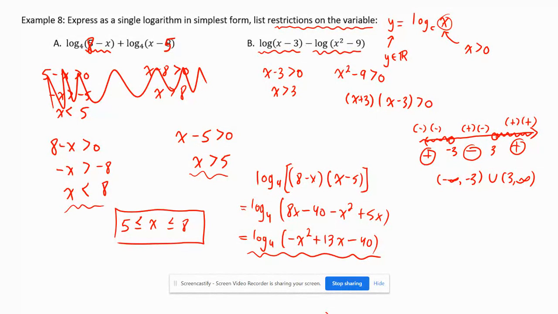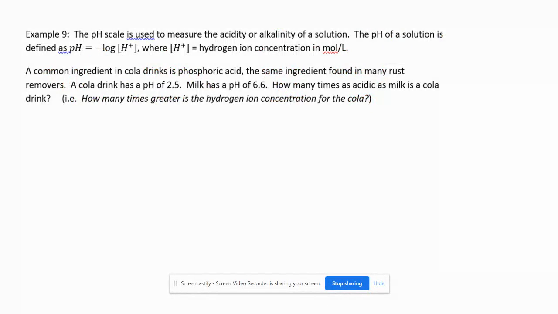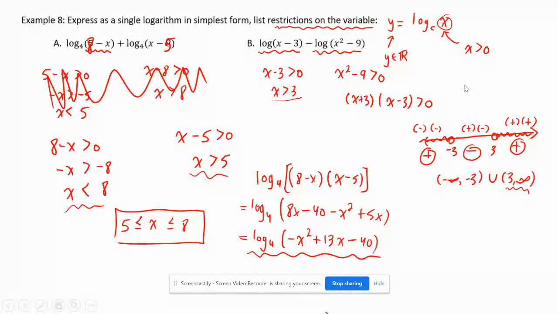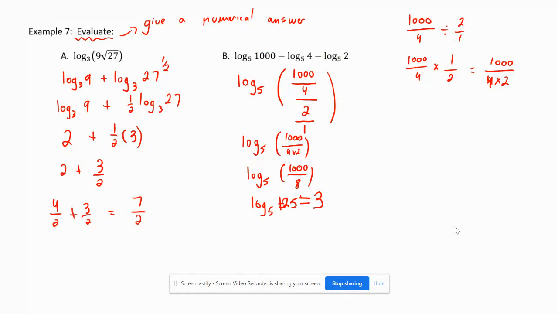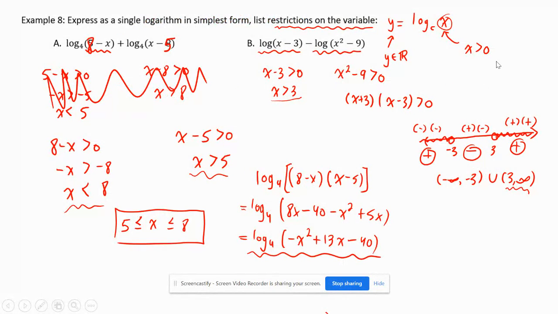Now the thing is, guys, the conditions have to satisfy both of our original logarithms. So if I look at this guy, x is greater than 3, that's going to satisfy this condition over here, but x is less than negative 3 won't. So the condition for this logarithm, or the restriction in the variable, is going to be x has to be greater than 3. So this is the restriction for this guy over here.